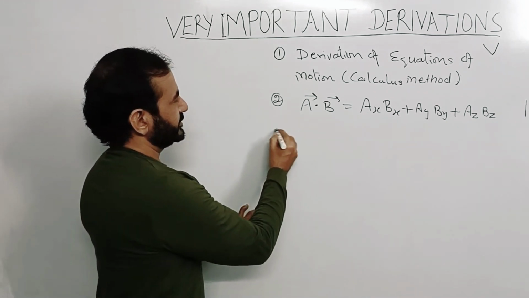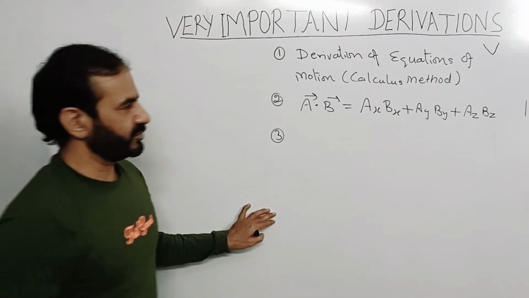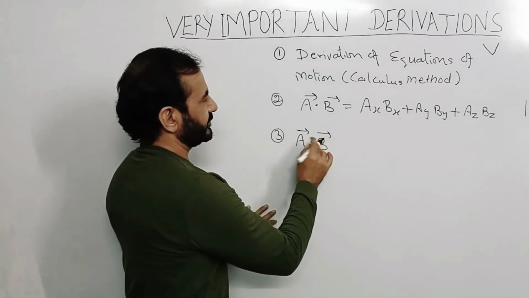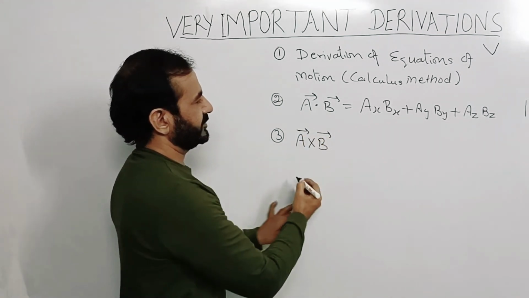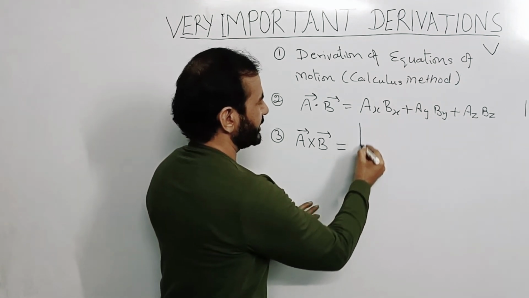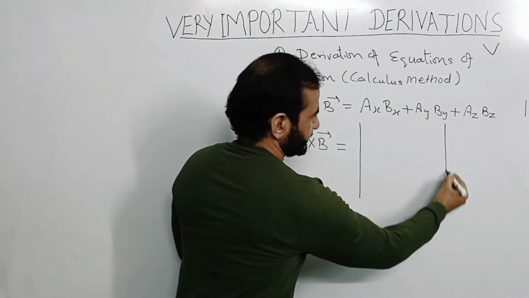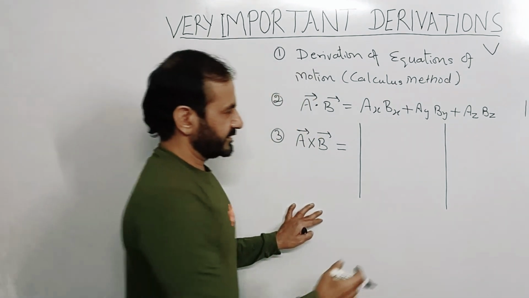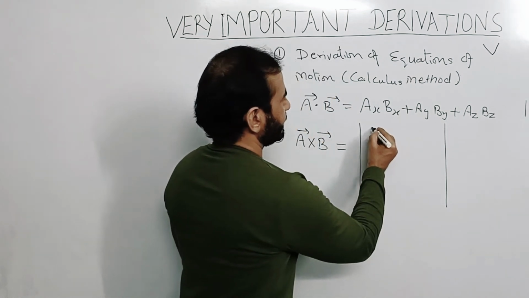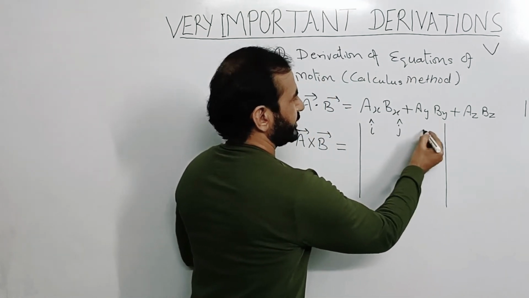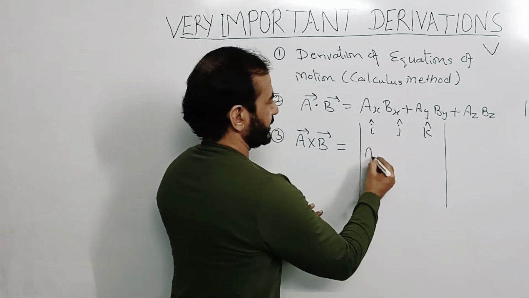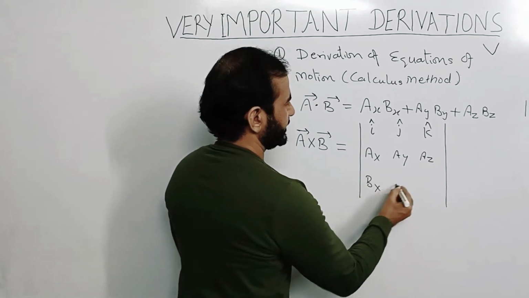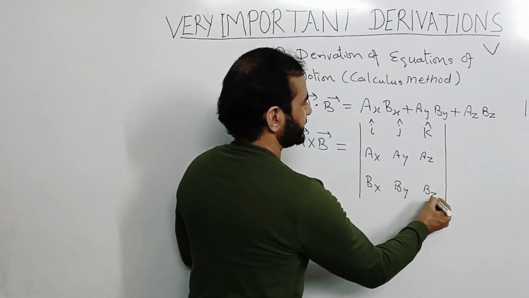Okay, number 3, cross product of two vectors in 3D, vector a cross b, cross product we are taking. I think you know this expression, this is determinant form and its expansion I think you know or you should know. i j k, ax ay az, bx by bz.